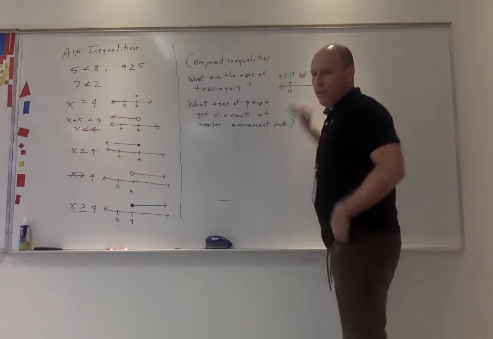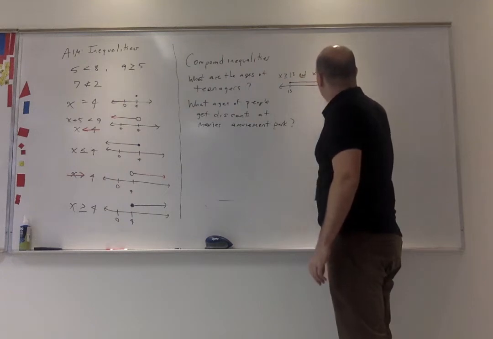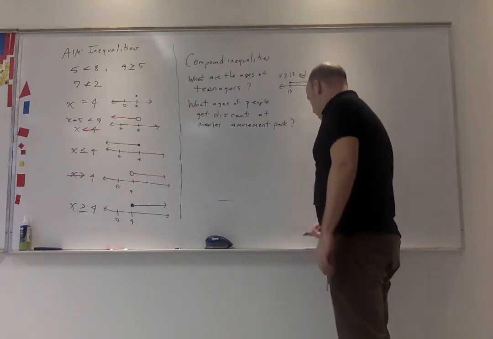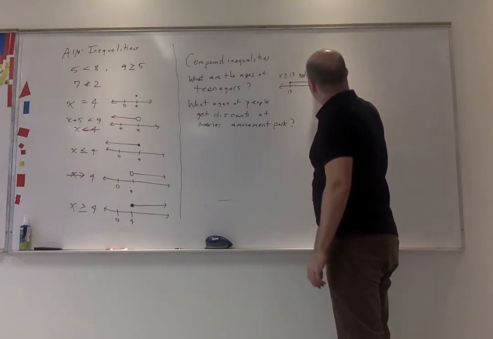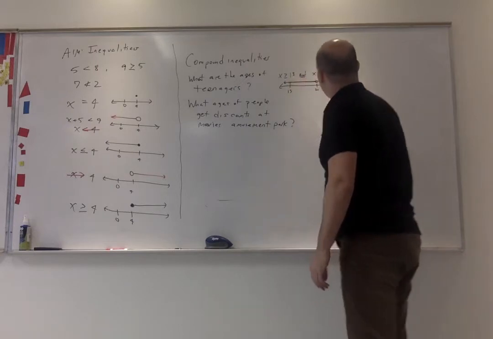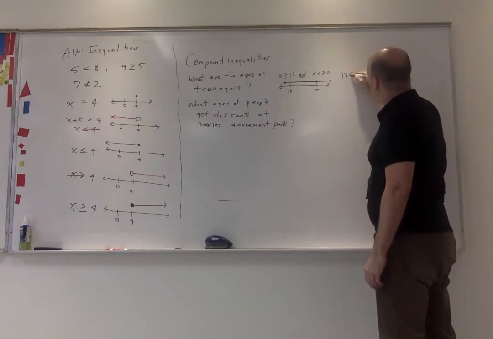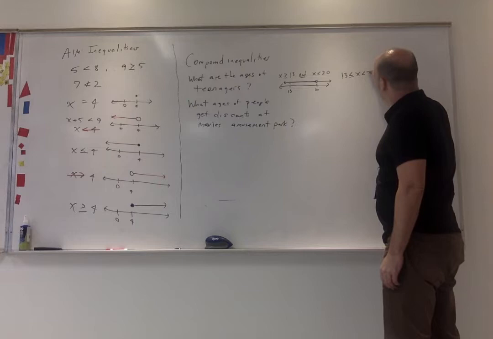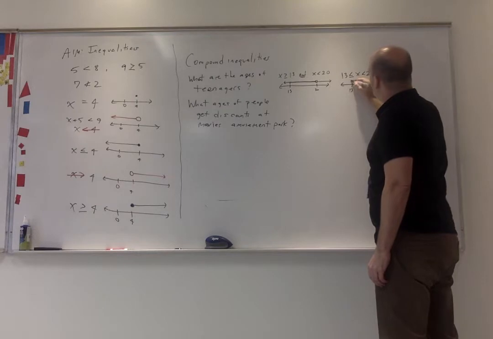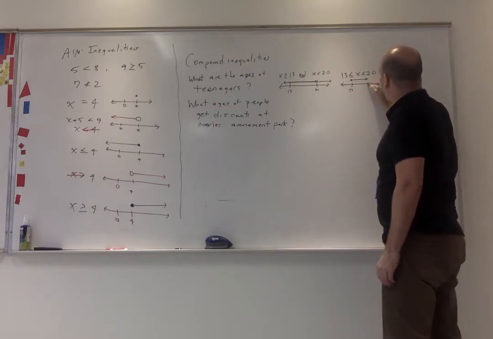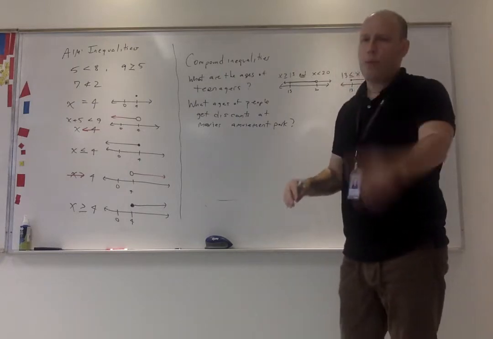So you might say, okay, if you are a teenager, you're greater than or equal to 13, and you're less than 20. So we would write this inequality as 13 is less than or equal to x is less than 20, and we would write it as a closed circle, and then an open circle at 20. And this is the idea of a compound inequality, where two conditions must be met.